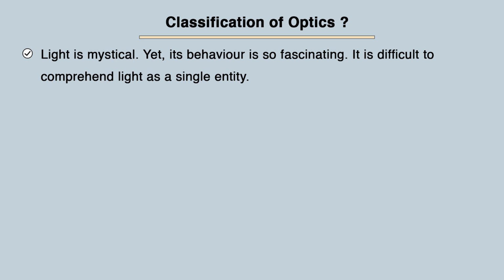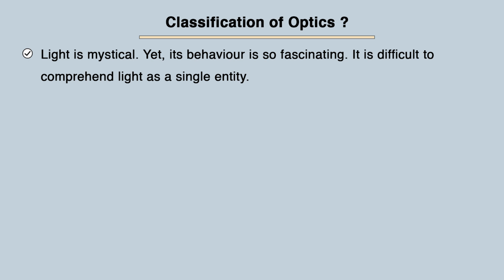So, the classification of optics. Optics is the study of light and its various properties, on the basis of properties like the transmission of light in a straight line and its color, and different phenomena like reflection, refraction, interference, diffraction and total internal reflection. Optics is classified into several parts.